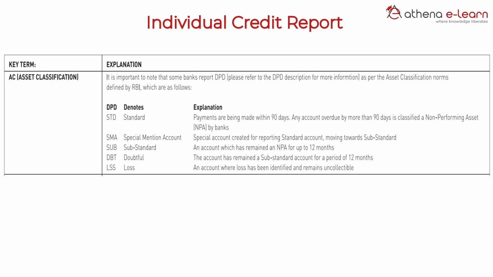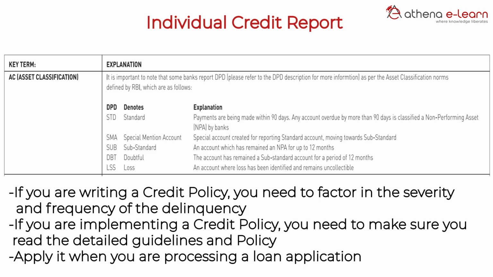Now, all this will also reflect in your credit policy, which your credit policy team and your underwriting team will have written. So, if you are writing that policy, you need to factor in the severity and the frequency of the delinquency. If you are implementing a policy which somebody else in your organization has written, you need to make sure that you read the detailed guidelines and the detailed policy and apply it at the front office when you are actually processing a loan application.